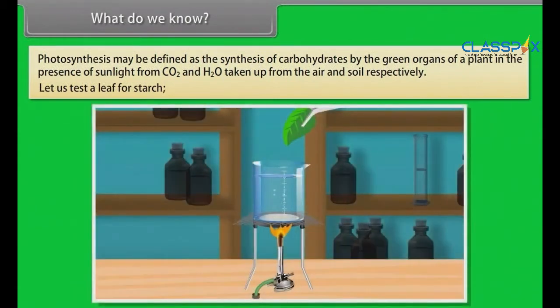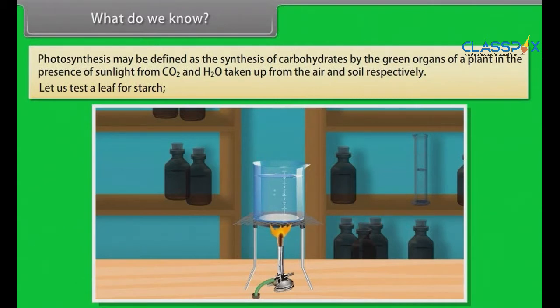Remove a green leaf from a plant. Use the forceps to place the leaf in the boiling water. Boil for 2 minutes. After that, place the boiled leaf in a boiling tube containing 90% ethanol. Now place the boiling test tube in the hot water until the leaf decolorizes. Now remove the leaf and wash it with cold tap water.